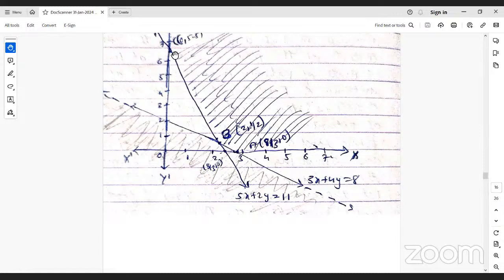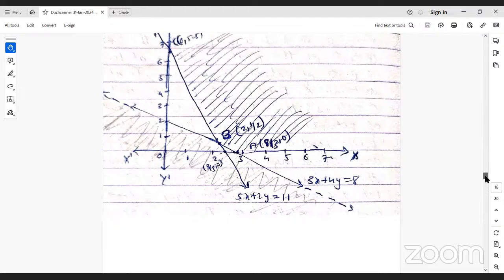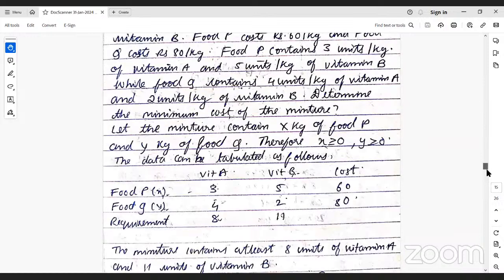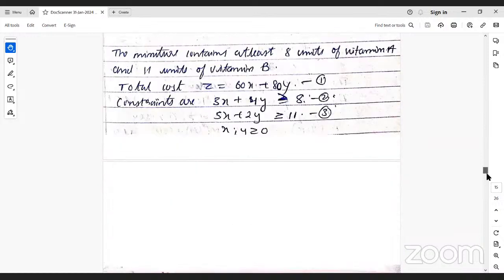and find out the minimum cost. We need to find out the minimum cost. That part you all do for homework. Here I will only be explaining how to form the objective function and constraints. So you can plot the graph for homework and check it with this graph.